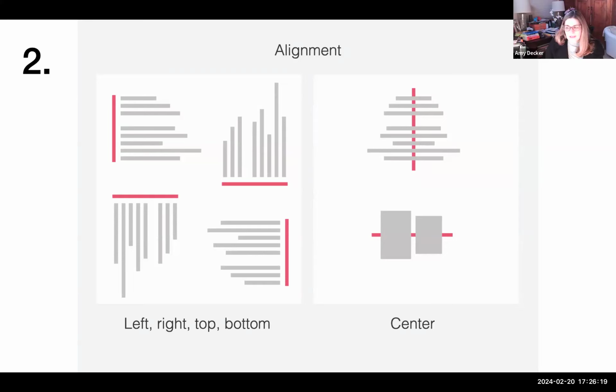Center, right, or left aligned text is the most common, but you can also align text to other objects within your graphics. Edge alignment is the placement of design along the edges of any composition. There are 4 types of edge alignments: left aligned, right aligned, top aligned, and bottom aligned. Horizontally, center aligned places elements along the central y-axis, and vertically center aligned places objects along the x-axis.